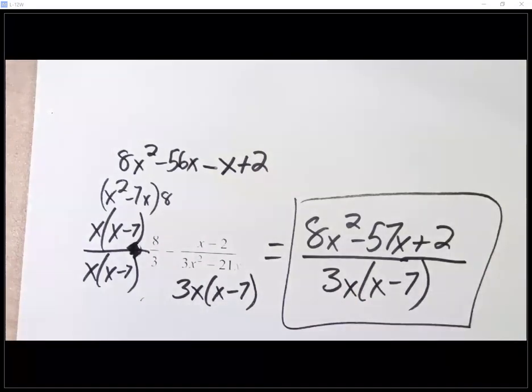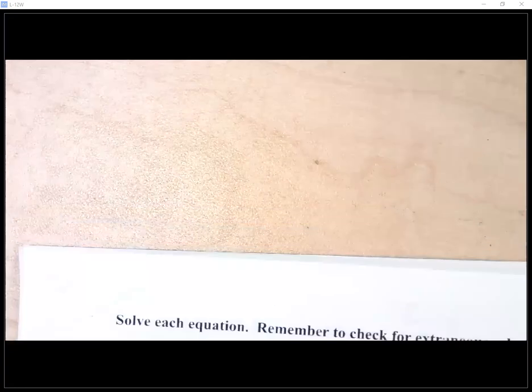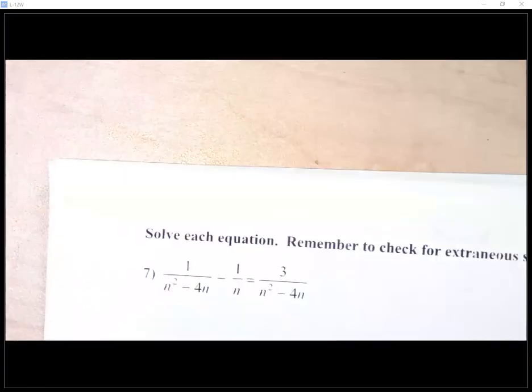Adding and subtracting: get those common denominators, and then you just add or subtract the numerators and leave the denominator the same. All right, number 7. Okay, now we're up to equations. Remember, with equations, we want everybody to have the same denominator, and then I get to ignore them. That's so nice about this.